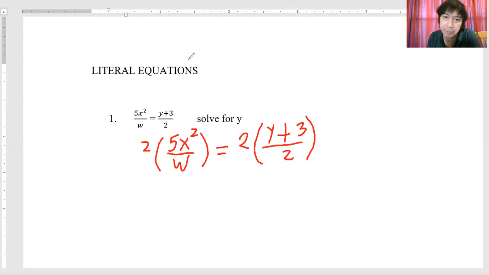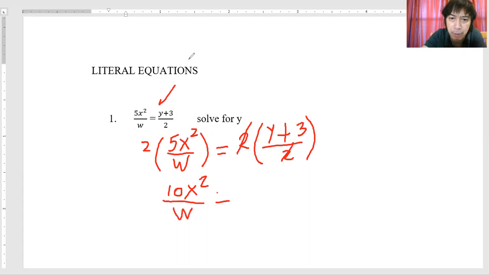Now, in the first number, you're after this y here. So we will start by removing the fraction, which is y plus 3 over 2. So by multiplying both sides by the 2, this will divide there. And the left side will become 10x squared. We have 2 times 5 there, so this will become 10x squared over w. And the right side is now simpler without the number 2 anymore. So this will just be y plus 3 there.